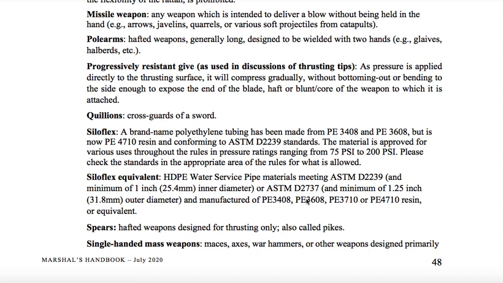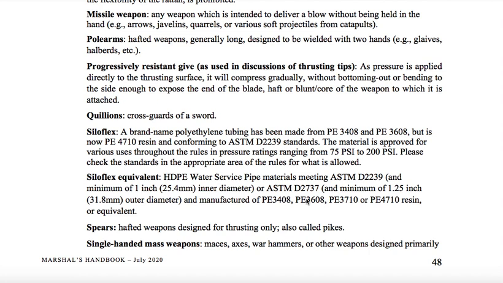Progressively resistant give, as used in the discussion of thrusting tips. As pressure is applied directly to the thrusting surface, it will compress gradually without bottoming out or bending to the side enough to expose the end of the blade, haft, or blunt core of the weapon to which it is attached. Quillons. Crossguards of a sword.